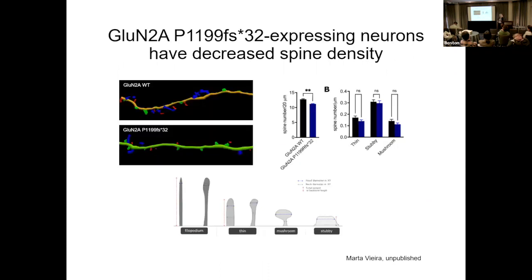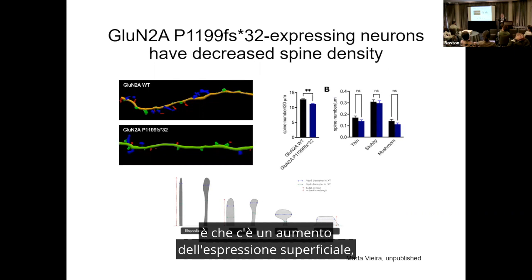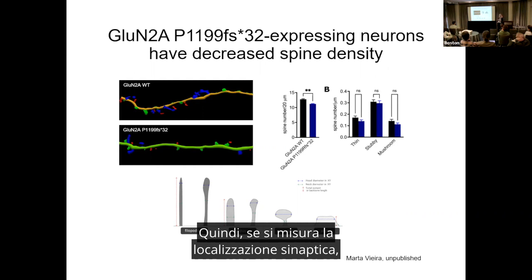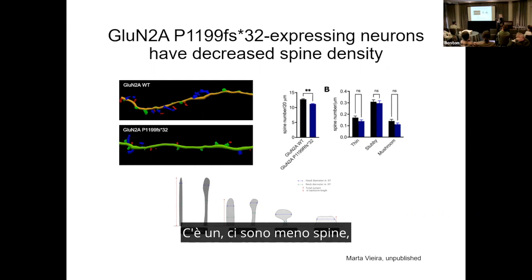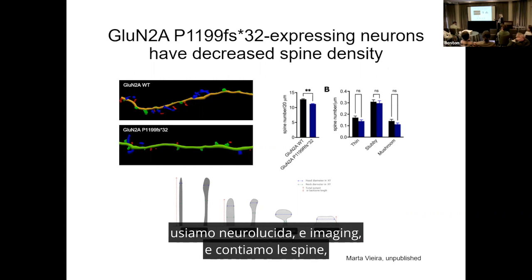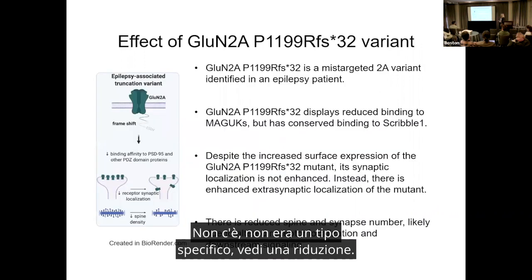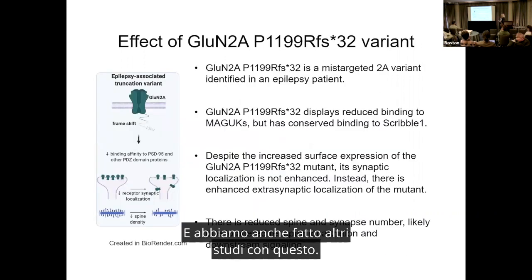But it shows fewer spines. And what we found is that there's an increase in surface expression, but it's selectively at extrasynaptic sites. So if you measure the synaptic localization, it's unchanged between the wild type and the mutant. There are fewer spines. It's not any particular type. We use Neurolucida and imaging to count spines and also look at the different types. It was no specific type.